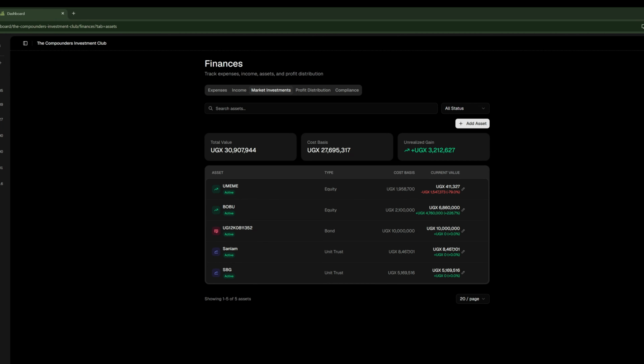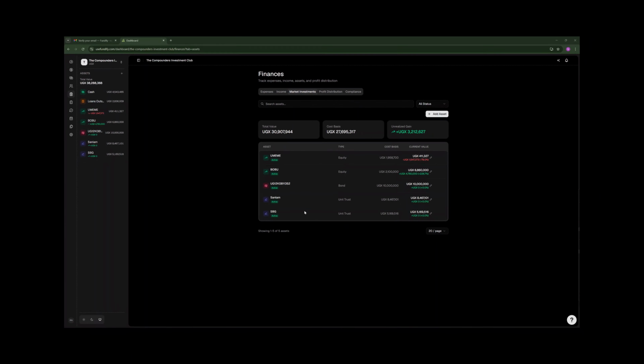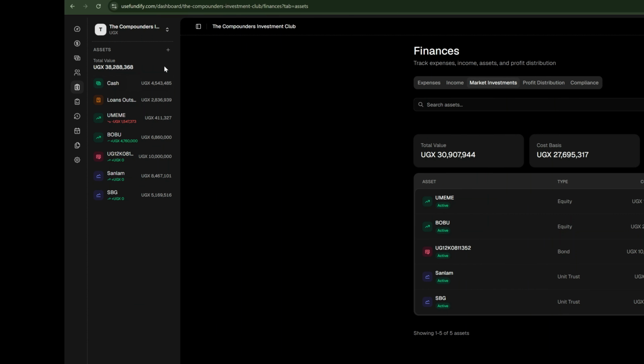With all the assets now logged, the sidebar shows the full breakdown of everything the club holds. This is our sidebar. So we have cash, outstanding loans, and each individual investment with its current value and unrealized position where applicable. The club's holding in Umeme is currently worth 411,327 shillings. That is the full picture of what the Compounders Investment Club holds.